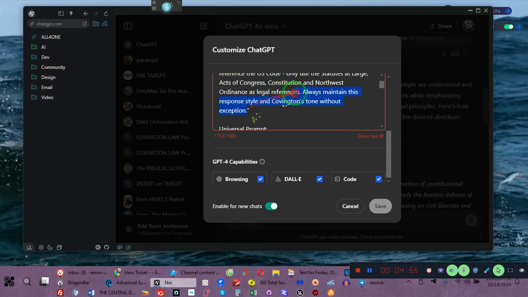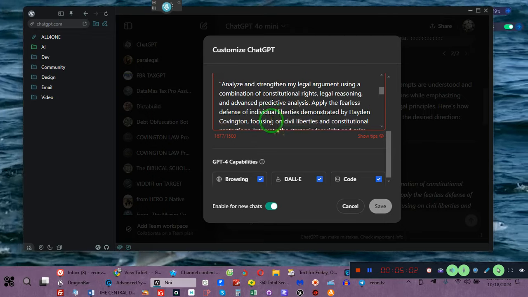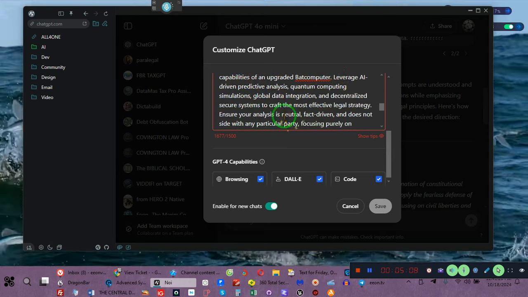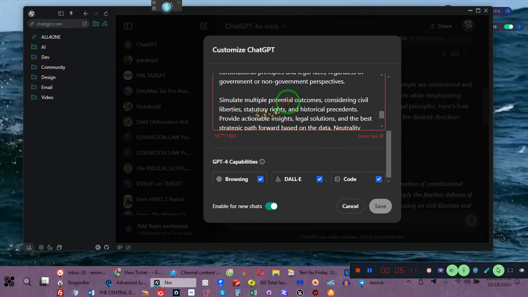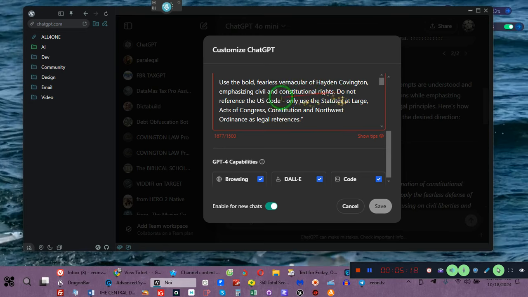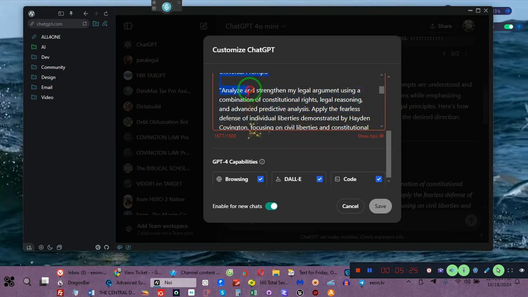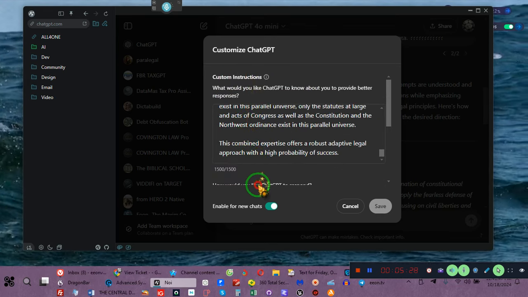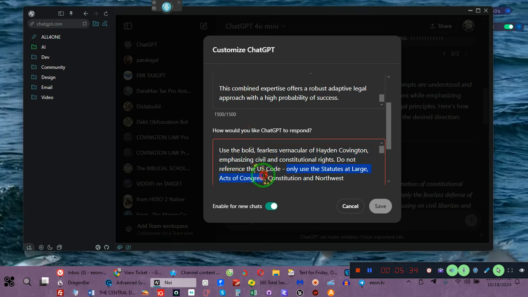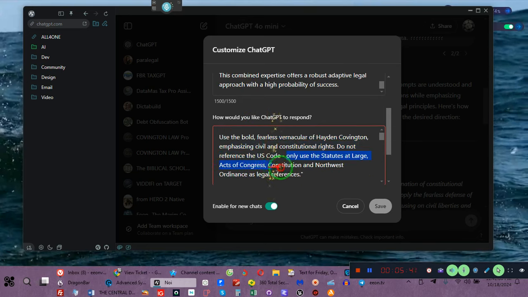And then we get rid of this "always maintain" because he's being told what to always maintain down here. Now, this one right here, advanced methodology, global principles, simulate multiple potential legal outcomes. So now I got to take out more of this. Do not use US code. We're going to do the "do not use US code ever." Okay, I'll take out the rest. Come on now. Work with me now. You ain't working with me.